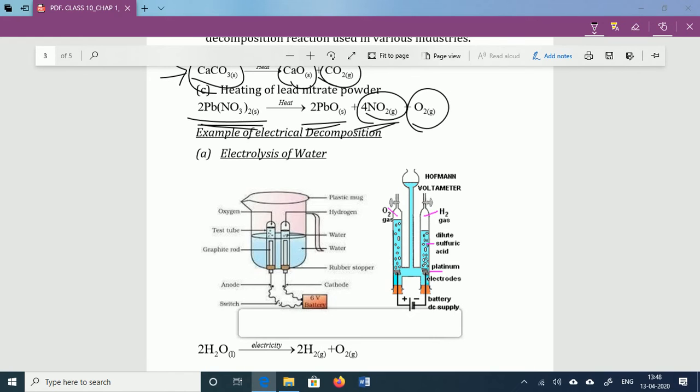So when heat is required for the decomposition of a larger molecule into smaller molecules, then this type of decomposition reaction is called a thermal decomposition reaction. Now the next example is the electrolysis of water, an example of electrical decomposition, meaning electricity is required for the decomposition of the water.